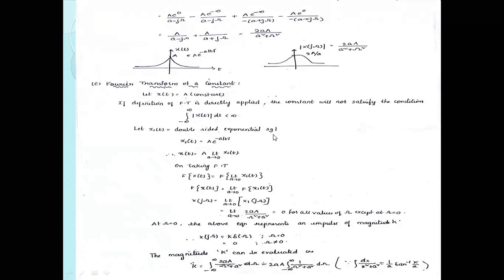Let x1 be a double-sided signal, x1 of t is equal to A e power minus a magnitude of t. For that function, we got 2aA by a square plus omega square, where capital A is the magnitude. When omega is equal to 0, the above equation represents an impulse of magnitude k.